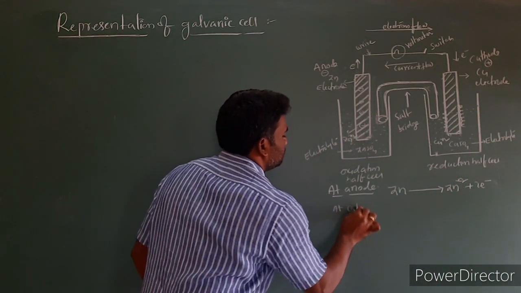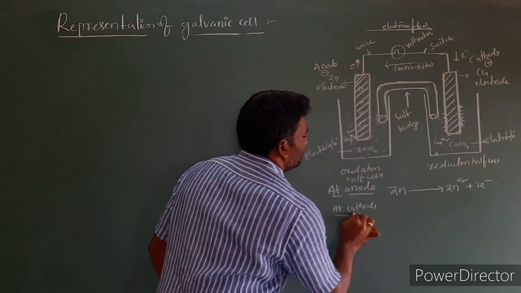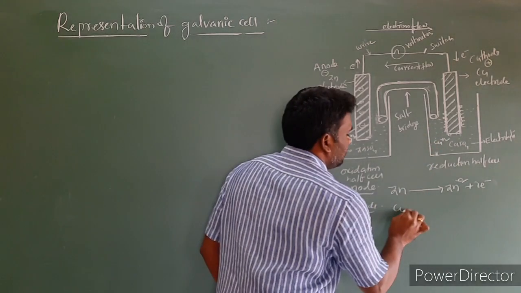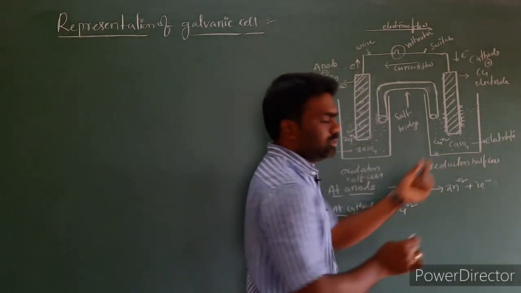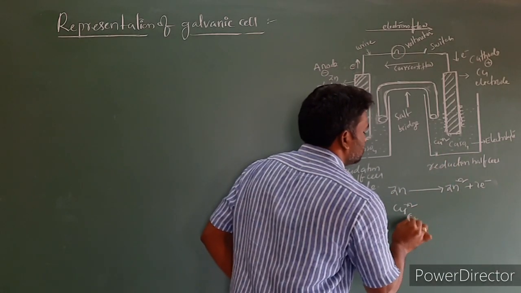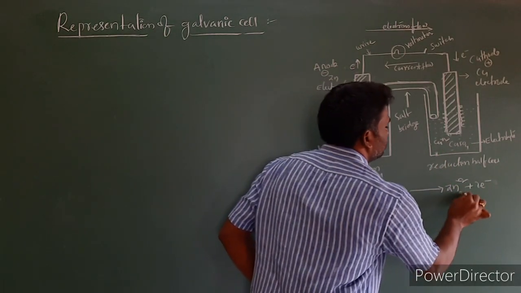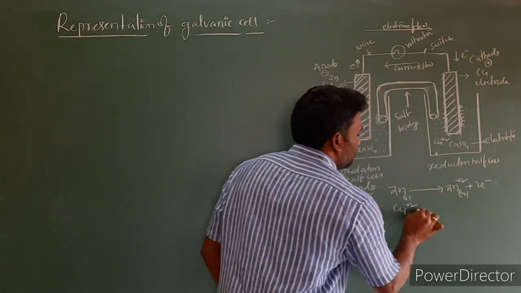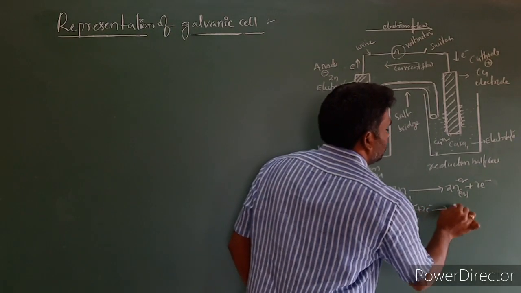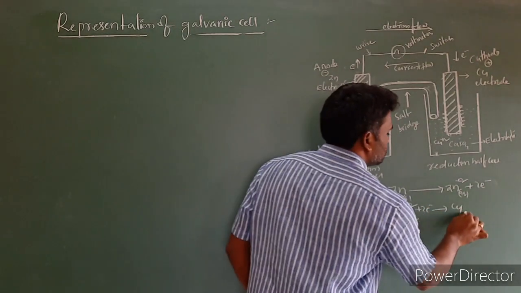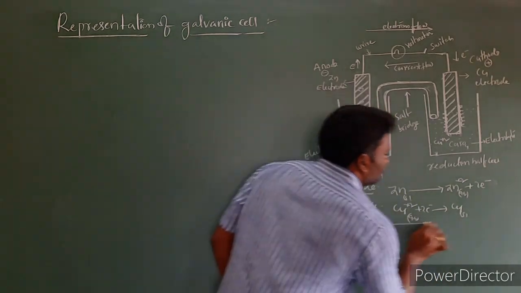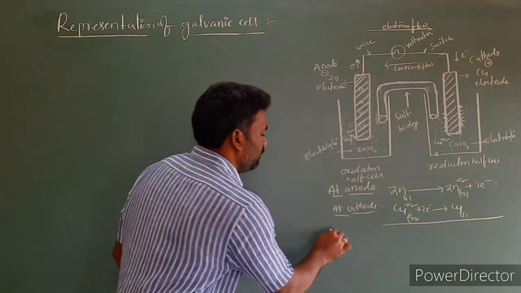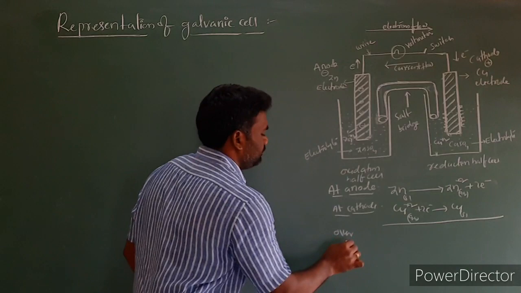Now at the cathode, what is the reaction we have? We are taking the Cu2+ ion from the aqueous solution. This is solid, this is aqueous. This Cu2+ takes 2 electrons converting into copper, which is solid. Now the cell reaction: we require the overall reaction, nothing but the cell reaction.